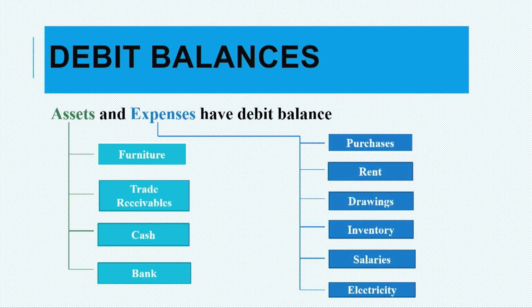Assets and expenses have debit balances. Assets are what the business owns, and examples are furniture, trade receivables, cash, and bank, among others. Expenses are payments whereby money flows out of the business. Examples of expenses are purchases, rent, drawings, inventory, salaries, and electricity, among others.